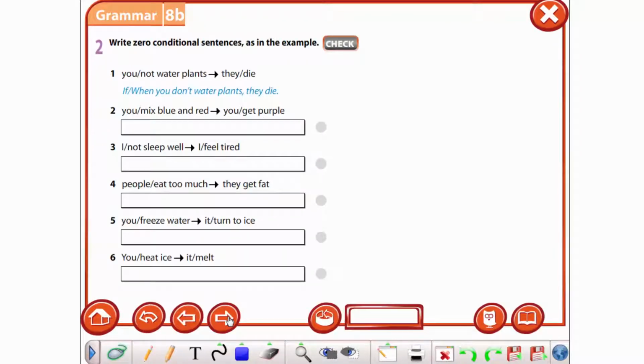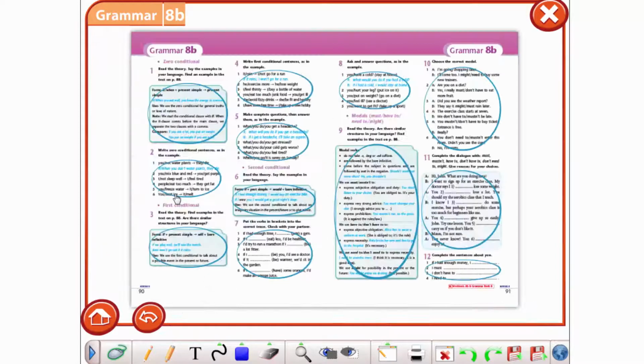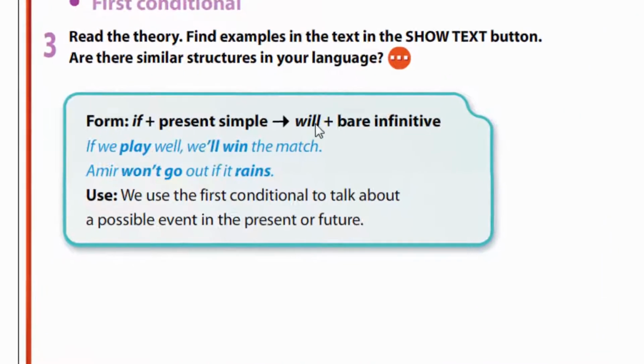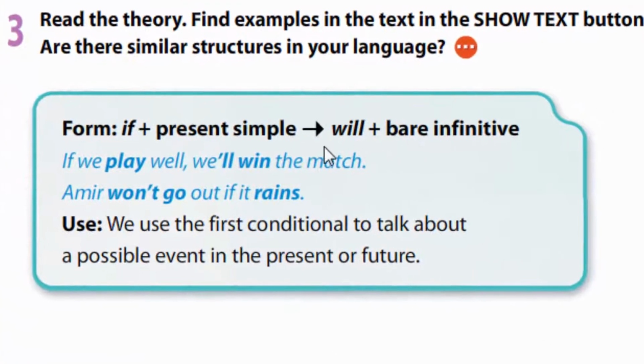Exercise 2. Write zero conditional sentences as in the example. If or when you don't water plants, they die. First conditional. Look at the theory. We use present simple in the if clause and future simple, the verb will with bare infinitive. For example, if we play well, we will win the match. Or Amir won't go out if it rains.